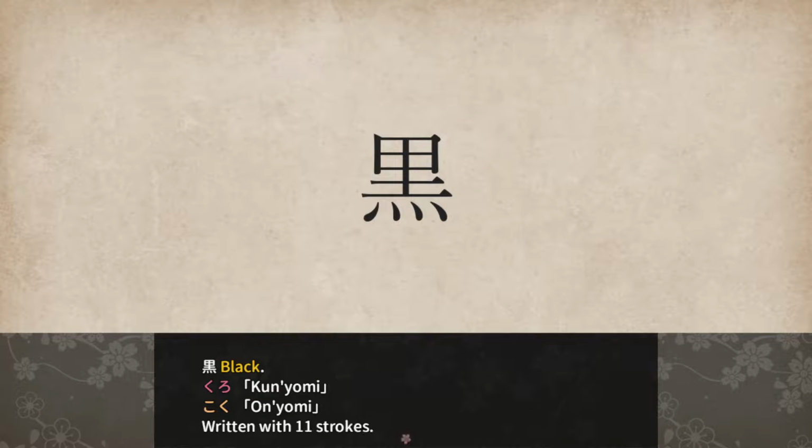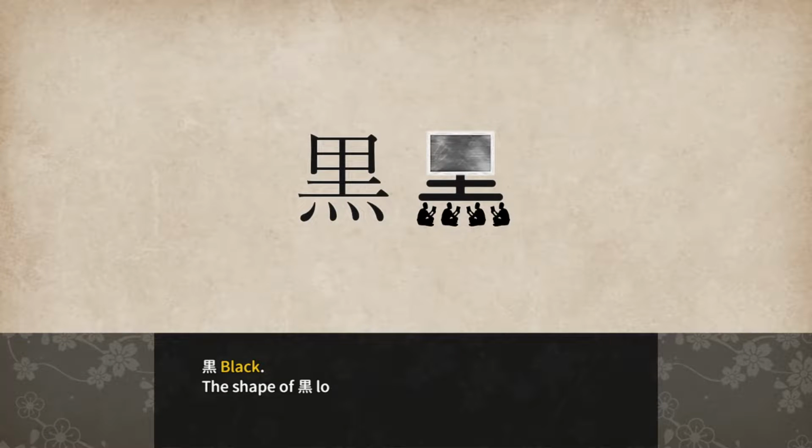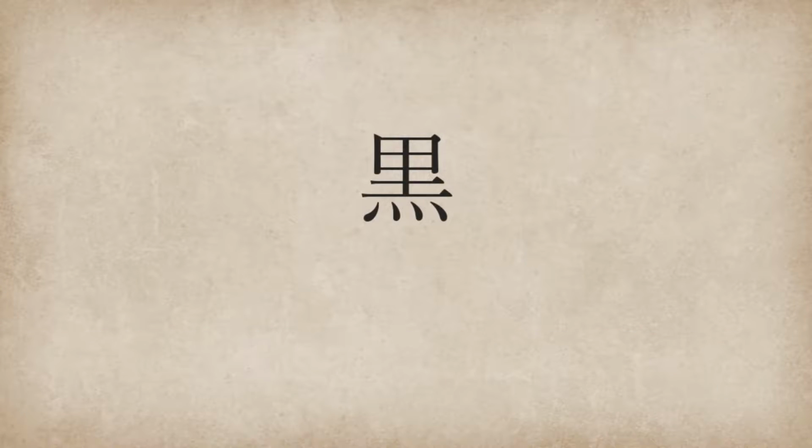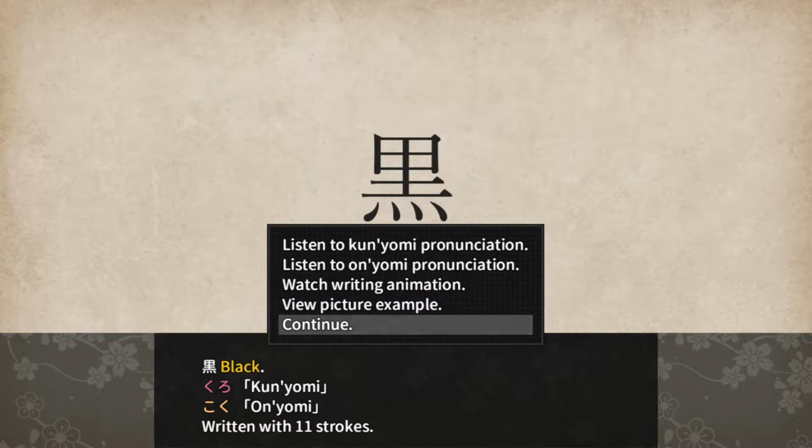Kuro, Black: Kuro for Konyomi and Koku for Onyomi, written with 11 strokes. The shape of Kuro looks like a black chalkboard with students sitting in front of it. Halfway done.